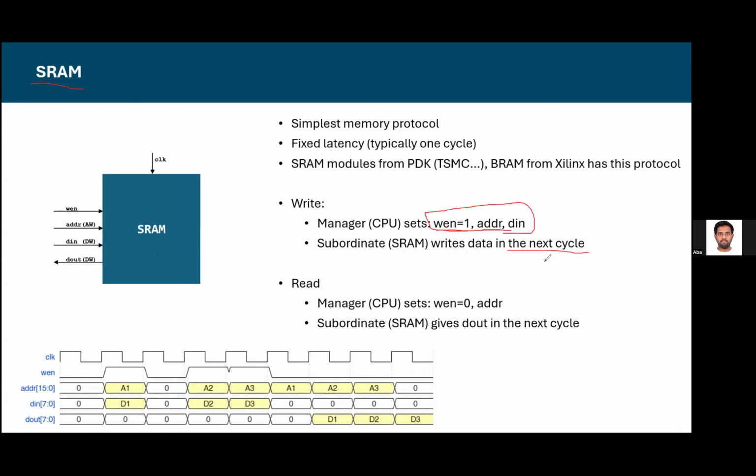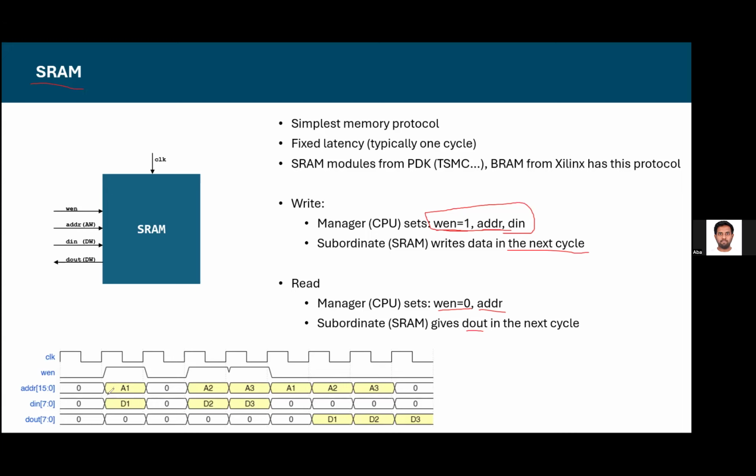So you usually have one cycle latency, and in different modules you can actually change the latency also. In Xilinx BRAM you can set the latency to 1, 2, 3, like that. You can add registers in various stages. But that's the general idea. And if you want to read from this RAM, what do you do? The CPU sets the write enable to 0 and gives the address in the same clock cycle, and the subordinate will give you the D out, the data, in the next cycle. So you always know that data is going to come in the next cycle, right?